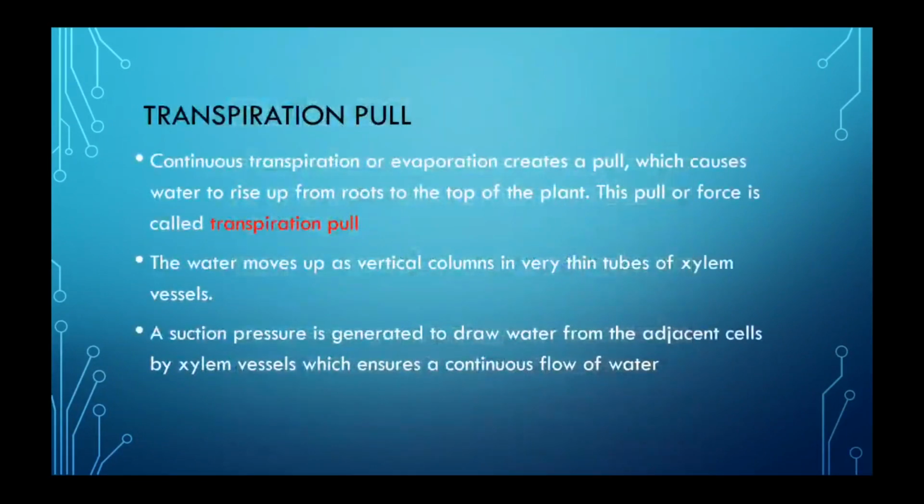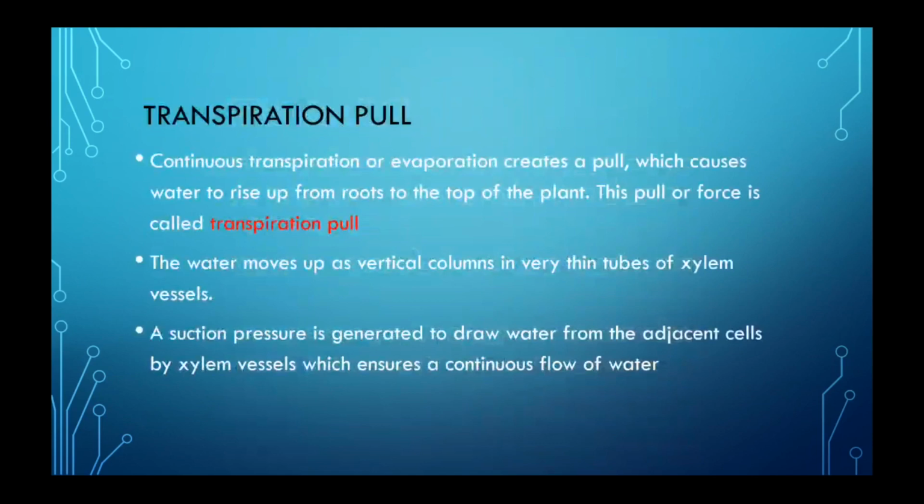So I told you to keep the question in mind. Do you know what the question was? Which of these concepts is widely accepted, the root pressure theory or the capillary action? Now another concept is transpiration pull.